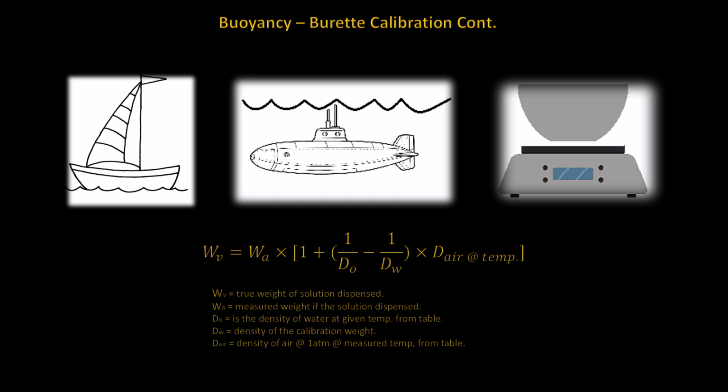D air is the density of air at 1 atm or atmospheric pressure and measured temperature. This is taken from the density of air table. If accuracy is of most concern, then this equation is used. Now, I prefer this equation for calibrating laboratory glassware.